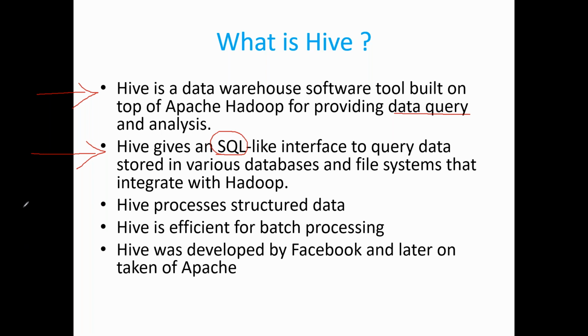And Hive is mainly meant to process only the structured data in the form of tables. And Hive is efficient for batch processing. So what is batch processing? Batch processing is something where you get the data at a specific time. Suppose you may get the data on a monthly basis or daily basis or weekly basis.